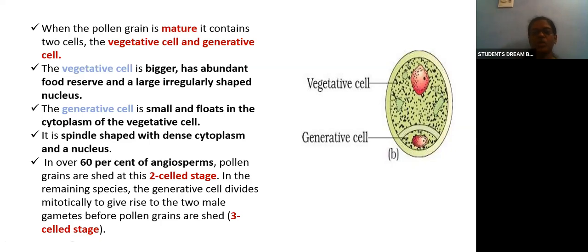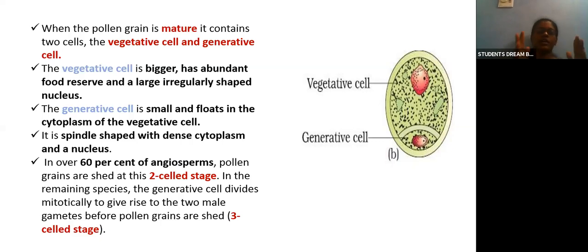The pollen grains will be shed at the two cell stage. In this stage with two cells, it will shed. And in the remaining species, in the remaining 40% of the species, what will happen? The generative cell will again divide mitotically to give rise to two male gametes.